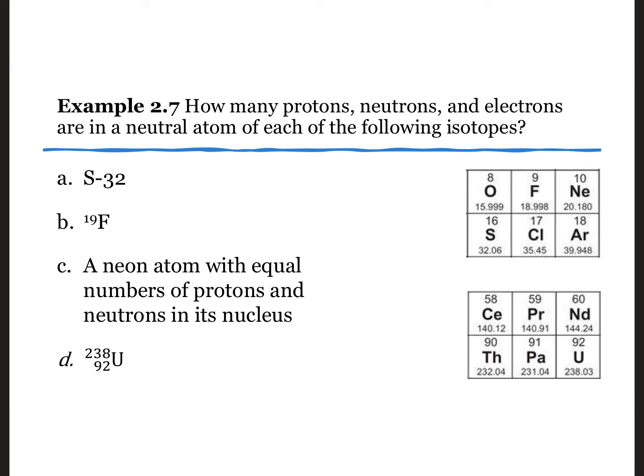Let's work through a couple of these together. For convenience, I've included a couple of snippets from the periodic table. How many protons, neutrons, and electrons are in a neutral atom of sulfur 32? The number 32 gives us the mass. The atomic number gives us the number of protons. So 16 protons and 32 minus 16 equals 16 neutrons. The atom is neutral, which tells us we have 16 negatively charged electrons to balance out our 16 positively charged protons.